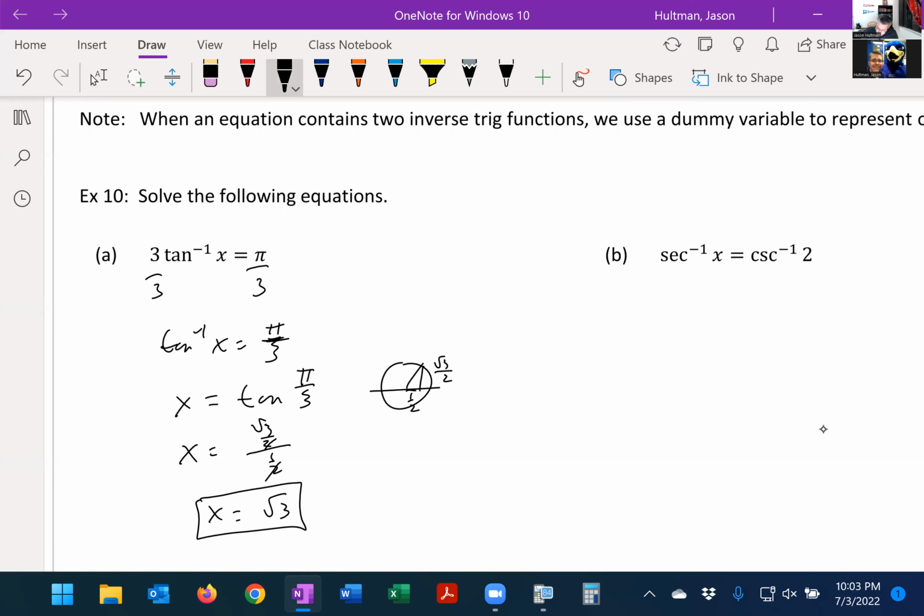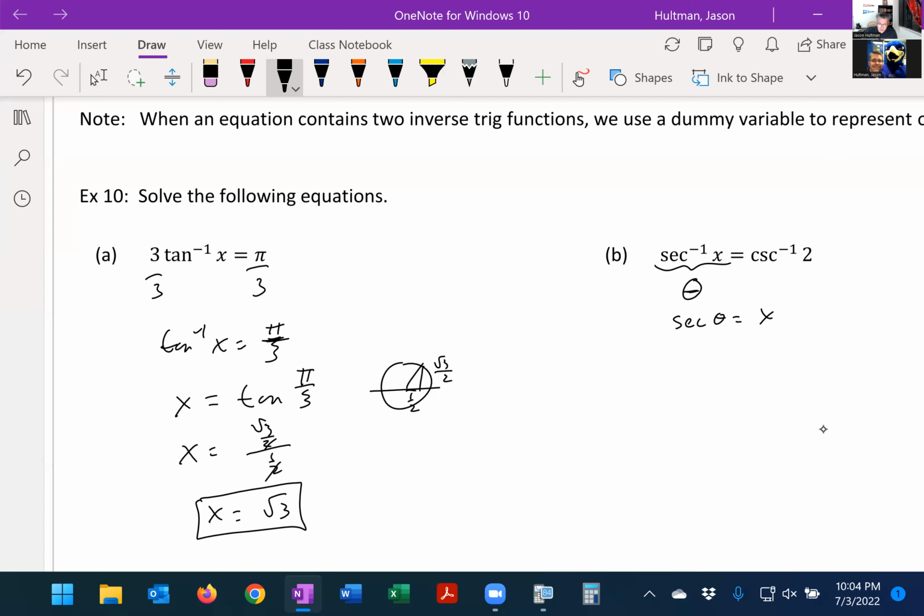Okay, part B. The secant of x is equal to the cosecant of 2. Now, this guy here is an angle. We'll call that angle theta. So it's the angle whose secant is x. That's what inverse secant of x means: the angle whose secant is x, right? Or we could say the secant of theta is equal to x. So we're going to replace that with theta, solve for theta, and then go back and solve for x.